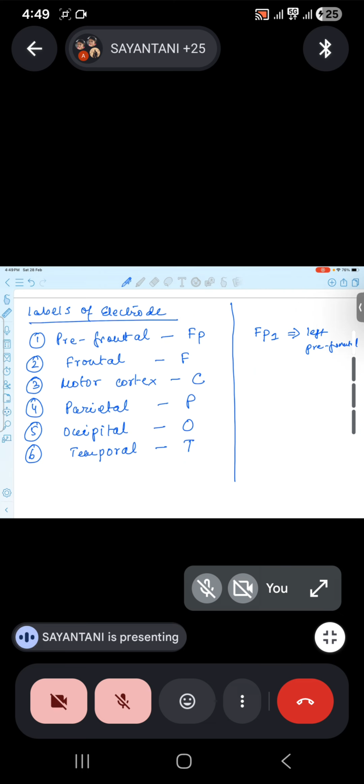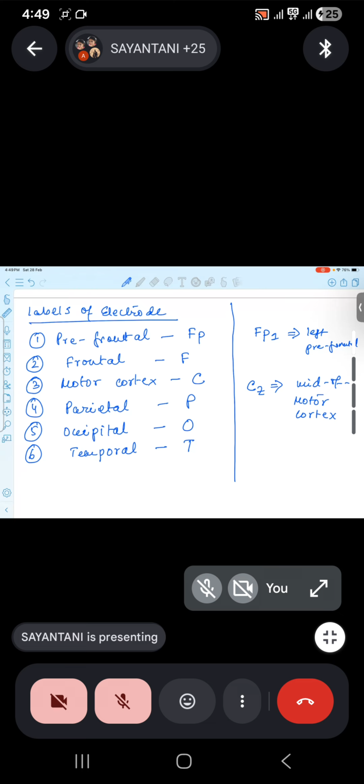Suppose I am writing CZ. Where will I place this electrode? Right. Mid of motor cortex. So this is how the complete labeling of electrodes is basically done. We have alphabets and then we have numbers: even is placed on the right hemisphere, odd is placed on the left hemisphere, and Z at the midline.